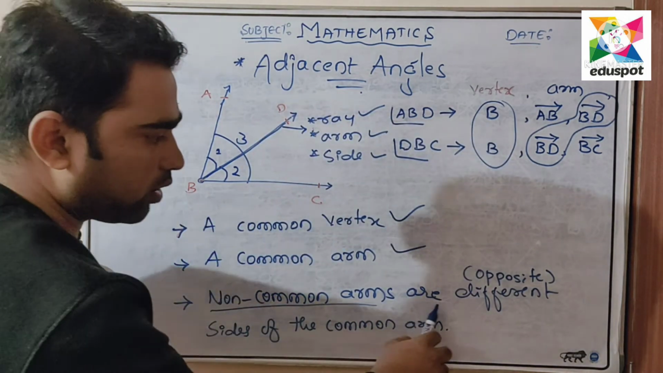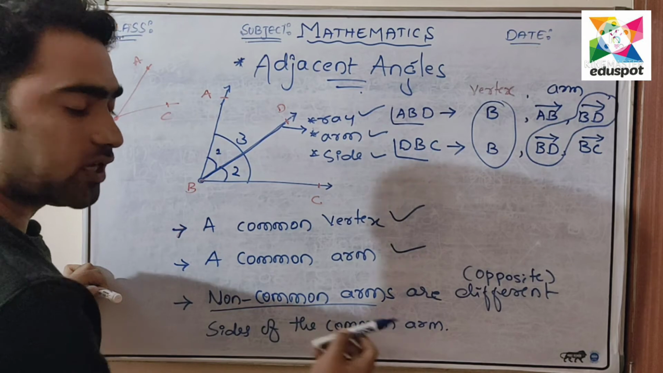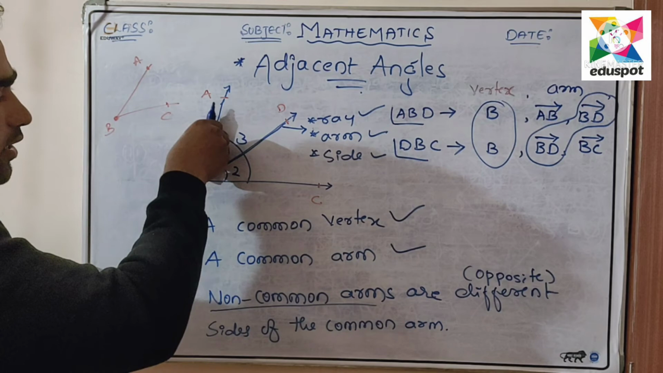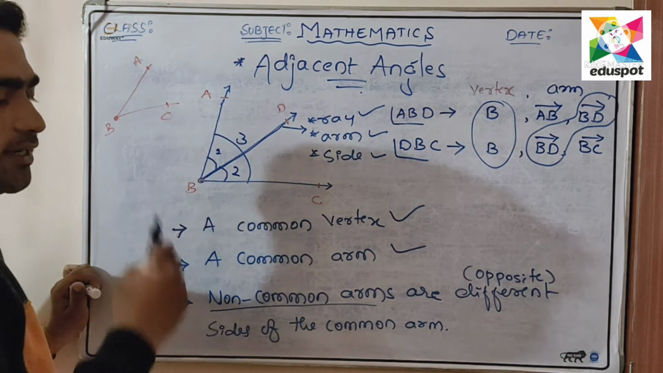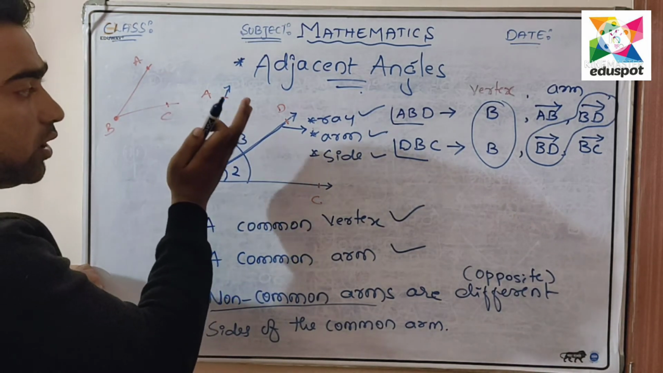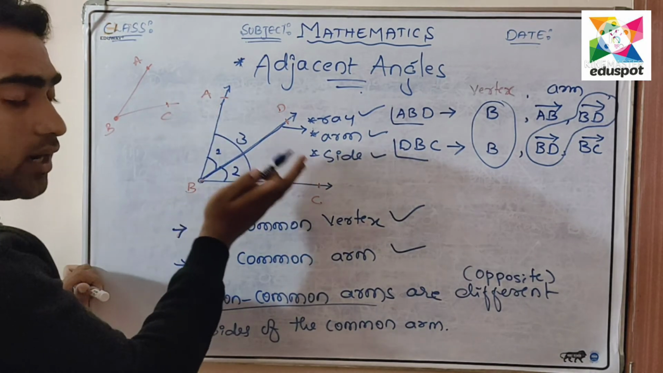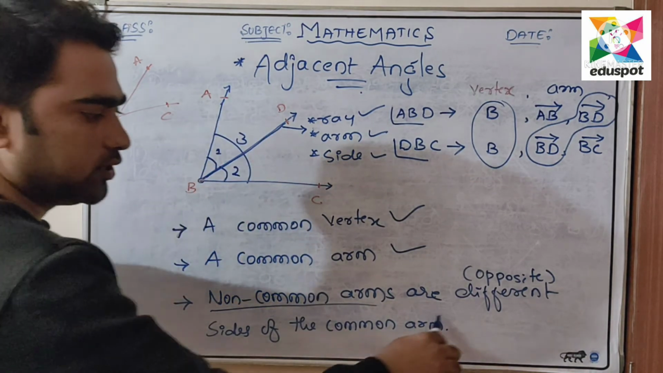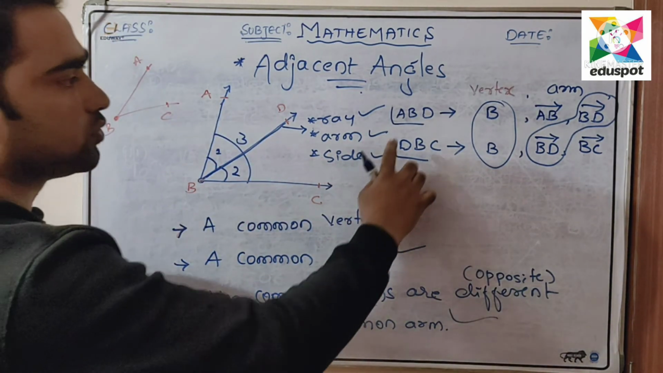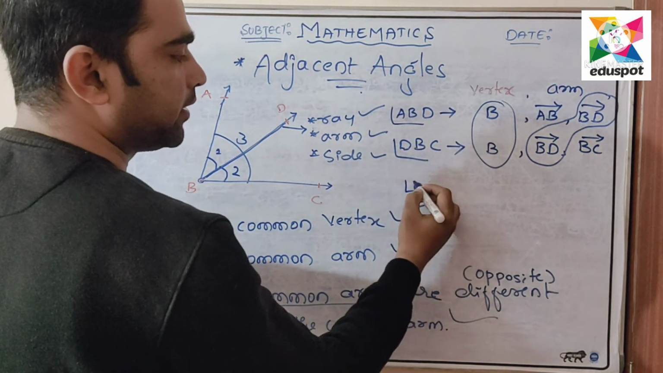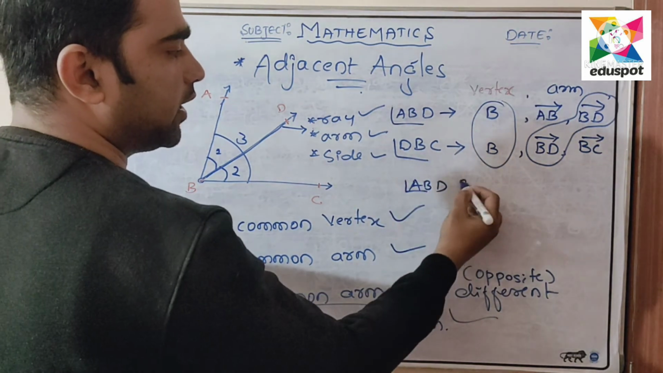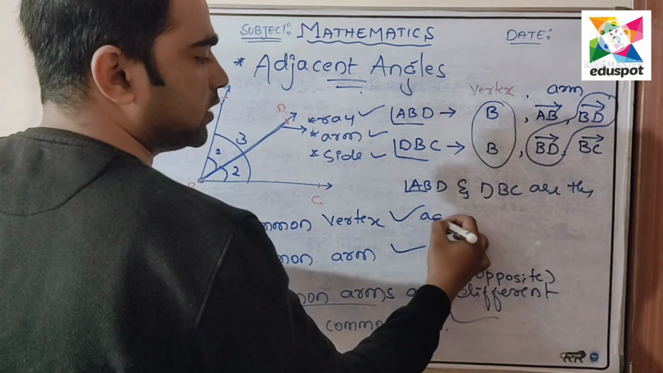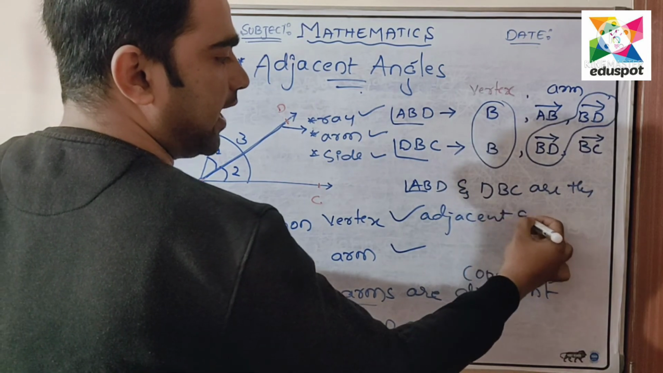So the non-common arms are on opposite sides of the common arm. This is the common arm. On one side AB is there, and on the other side BC. Both non-common arms shouldn't be on one side; they should be on different sides, opposite sides of the common arm. So this is also satisfied. That's why angle ABD and angle DBC are adjacent angles.